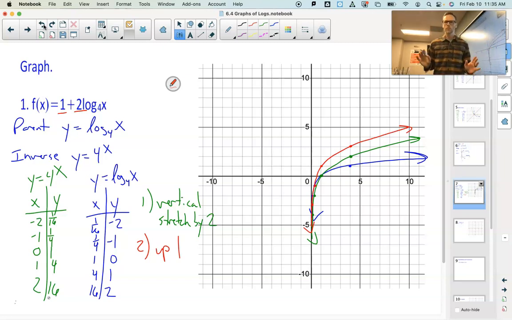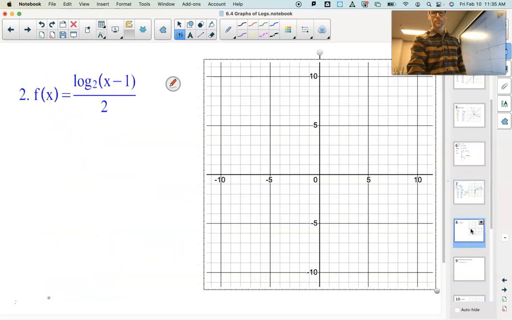Notice, did our vertical asymptote change? If we vertically stretch out something, does that change x values? No, it doesn't. Okay. If we move a graph up, does that change x values? No, it doesn't. So the vertical asymptote's the same. Our domain is the same. Okay. All right, let's graph this one.